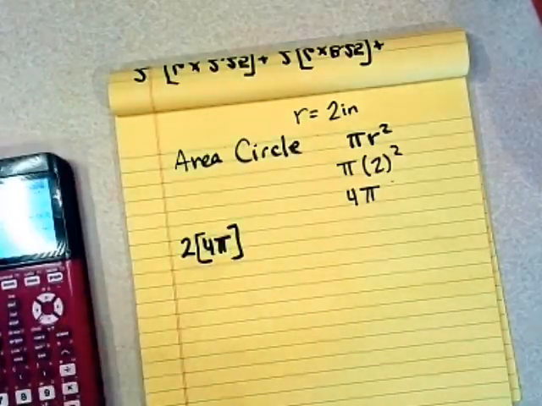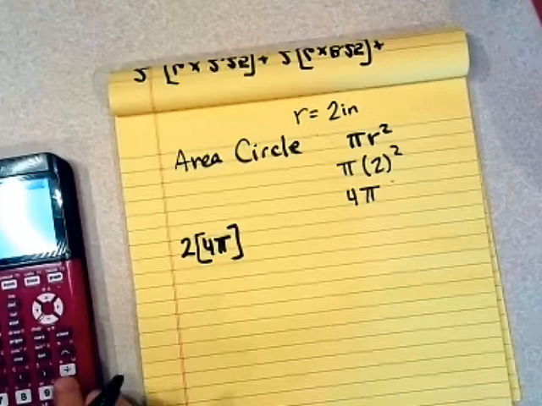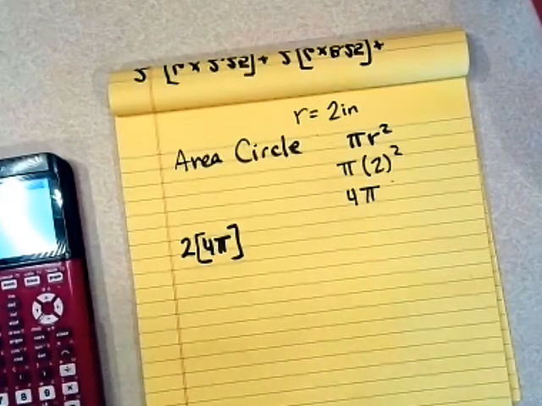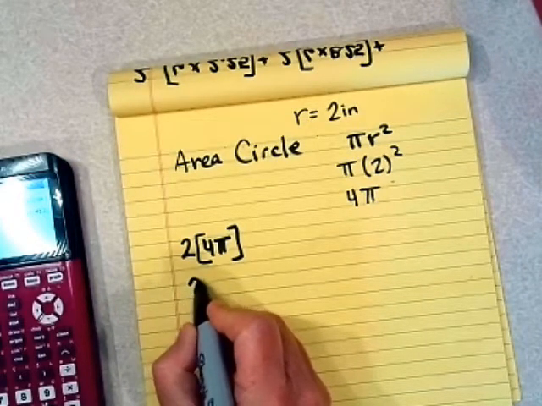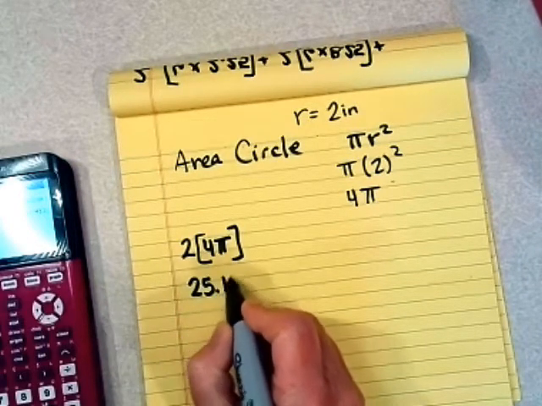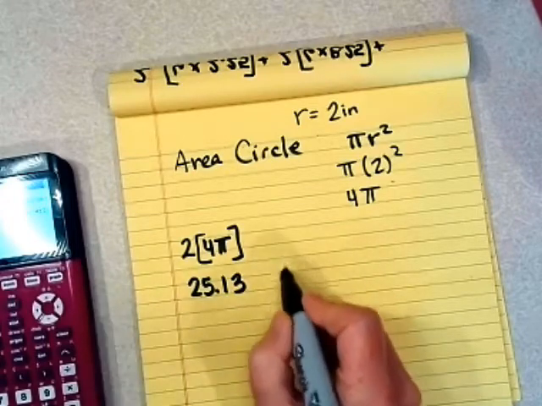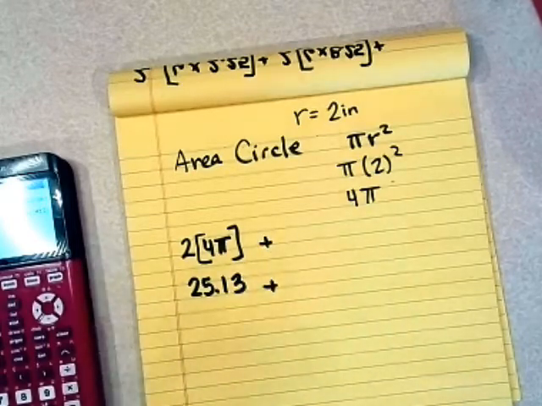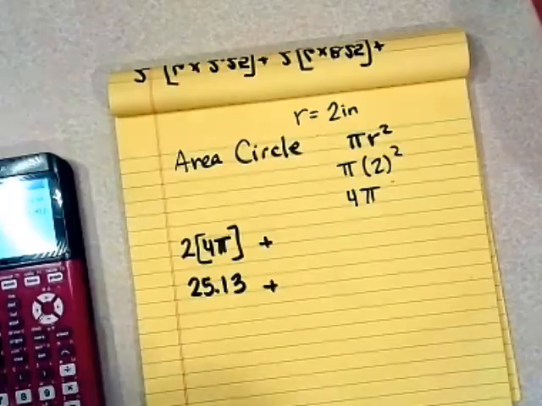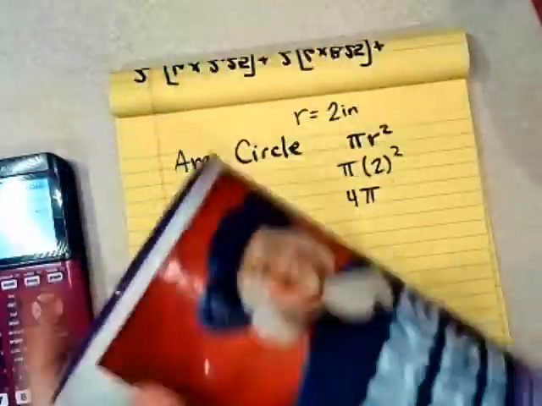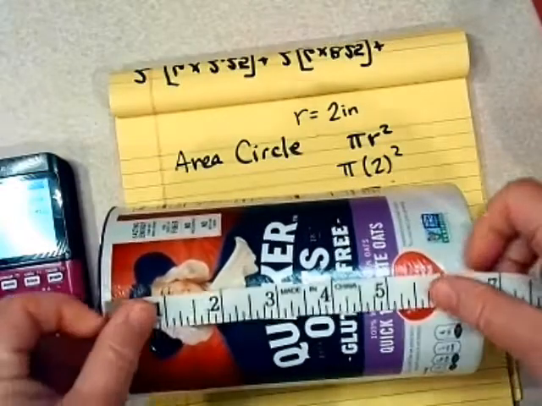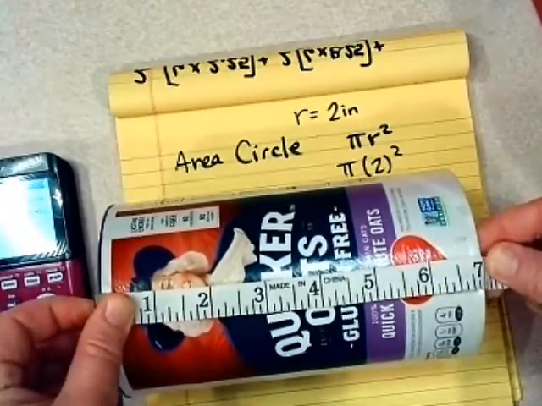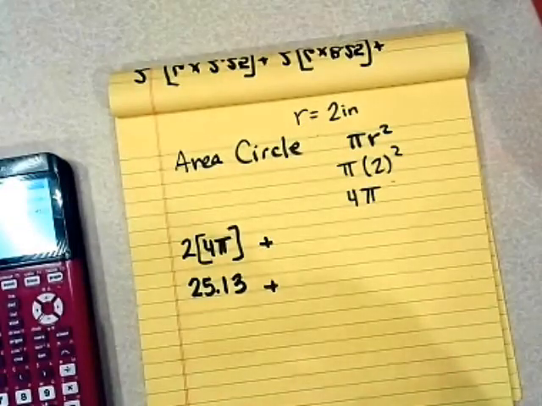Okay, you could go ahead and calculate that. 4 times pi times 2. And that gives me 25.13 approximately. Okay, that's the top and the bottom. That's the easy part. Now let's talk about this shape right here. Well, first of all, I need to know how tall it is. And it's 7. And I need to know how big around it is.